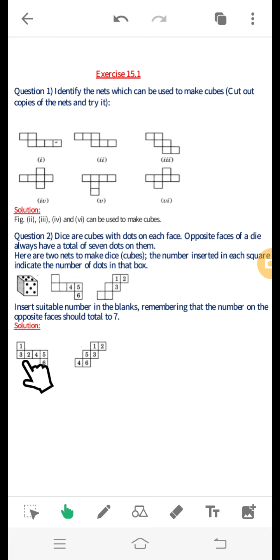Here it's a 1, 2 and 3. And here 1, 2, 3 is given. So here 5, 4 and 6. Means you have to make this on the paper and then fold and check. The opposite side addition should be 7. Or you can check the dice practically.